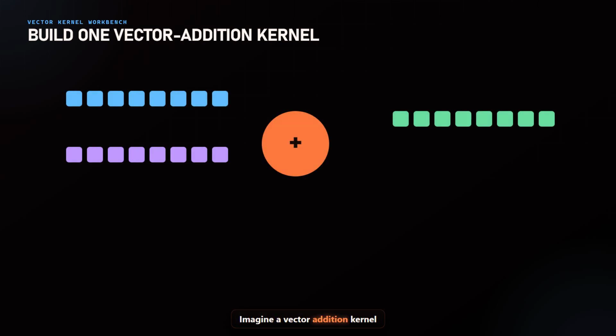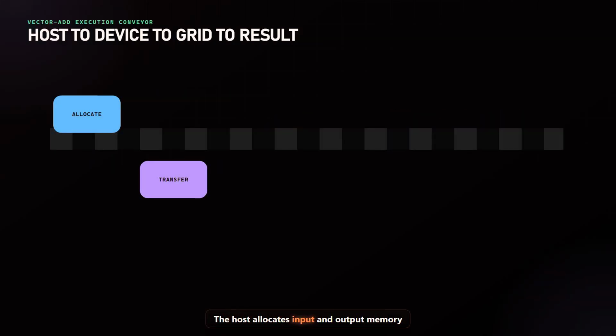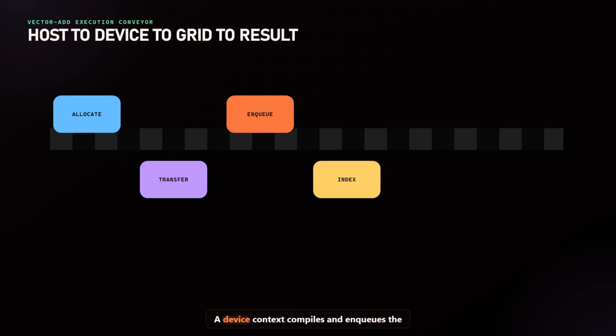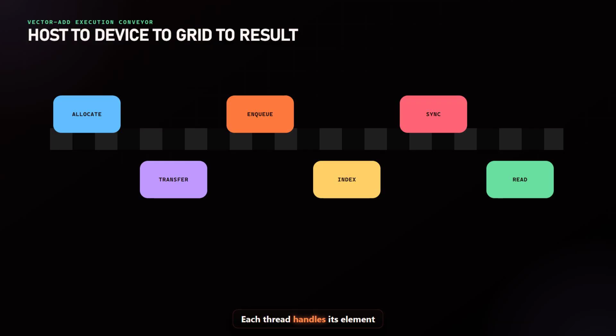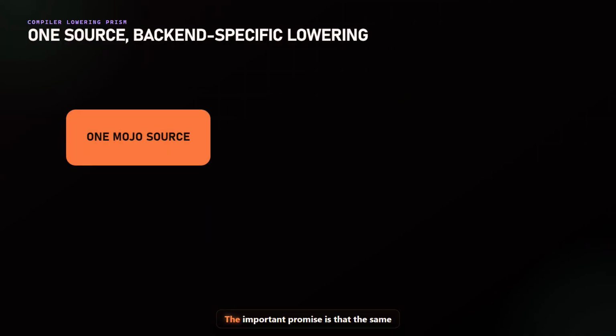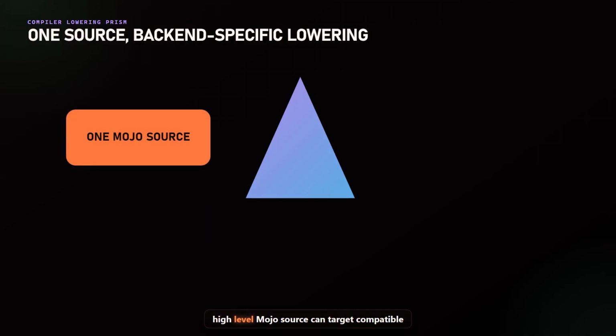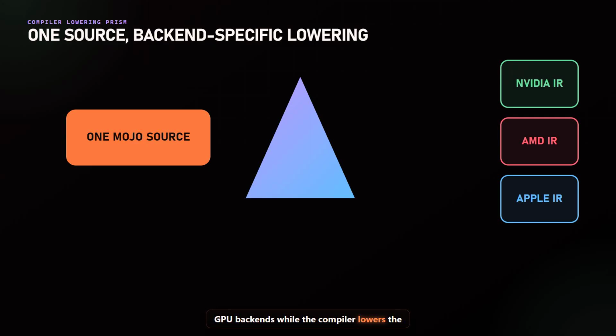Imagine a vector addition kernel. The host allocates input and output memory. Data moves to the device where required. A device context compiles and enqueues the kernel. Threads receive indices inside a grid. Each thread handles its element. Then the host synchronizes and reads the result. The important promise is that the same high-level Mojo source can target compatible GPU backends while the compiler lowers the program toward the selected hardware.